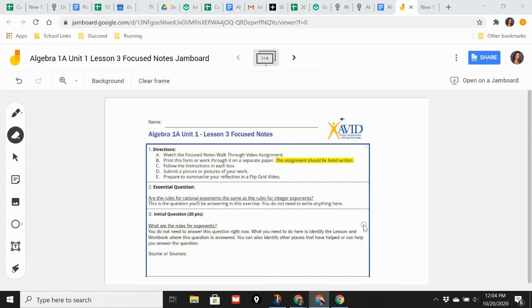Identifying an essential question, looking at an initial question to help you answer that essential question, looking at key vocabulary, coming up with strategies, problem solving, and then circling back to make sure you really understand the material. So that's the essence of these focus notes assignments.